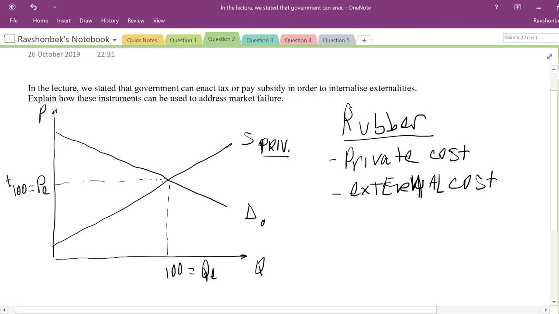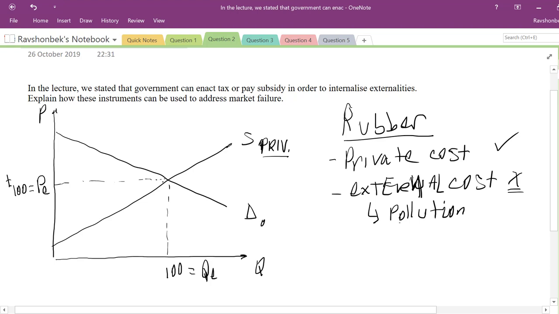External cost. Now, this part here, the external cost, is not considered by the rubber manufacturer. External cost could be pollution. Remember, rubber manufacturing is basically an energy intensive production manufacturing process, and whenever you burn energy, it creates pollution.